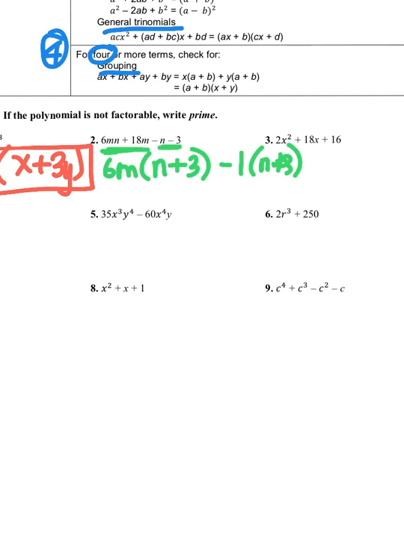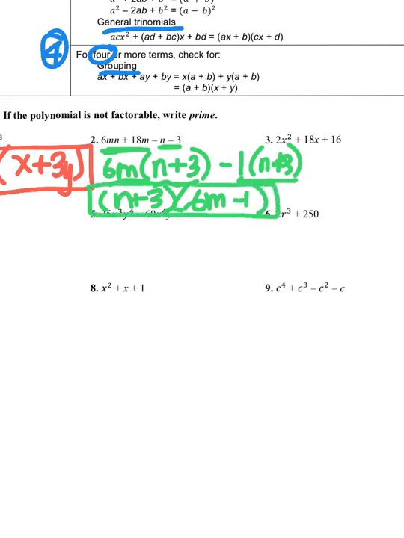I caught that because I need these two to be exactly the same. Now, since these two terms have the common factor of n plus 3, I can pull out the n plus 3, and I'm left with 6m minus 1. That is my final answer. I always double check and make sure that I can't continue to factor. Both of these are not factorable, so that is my final answer.